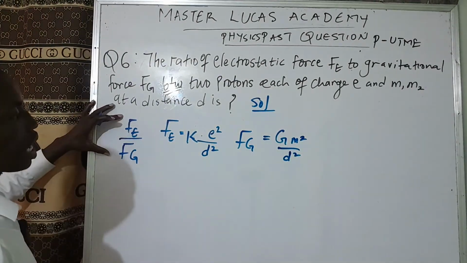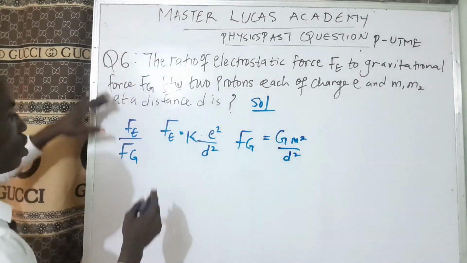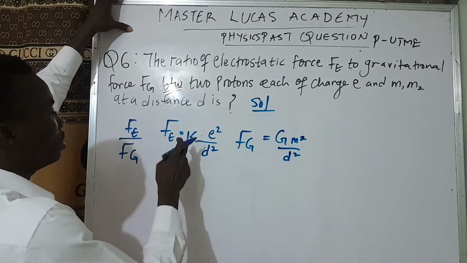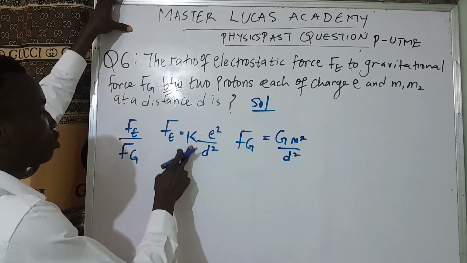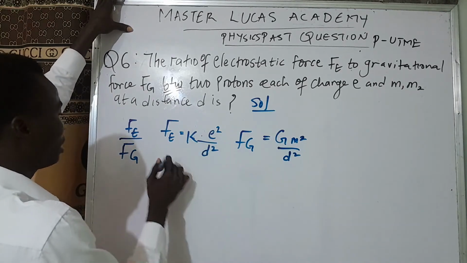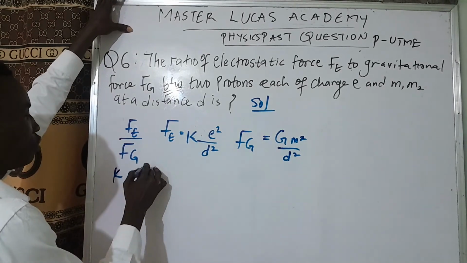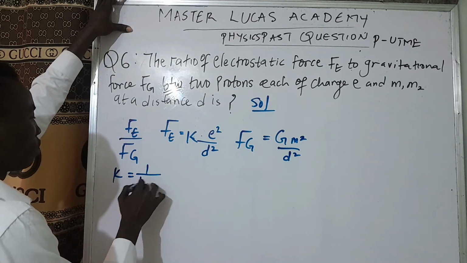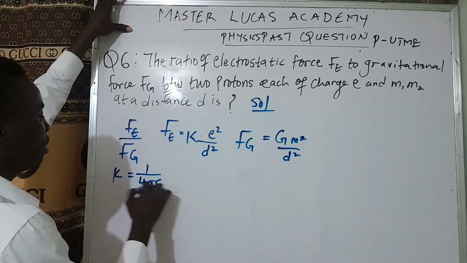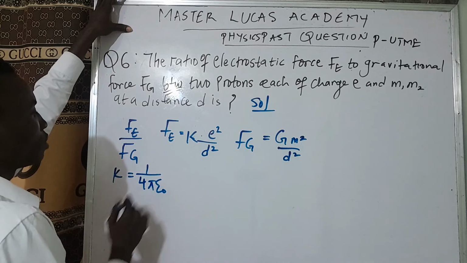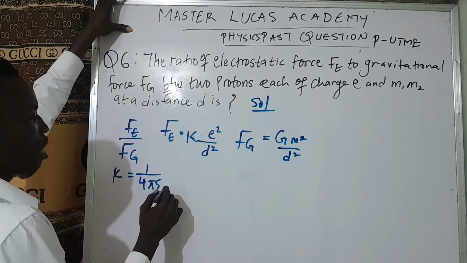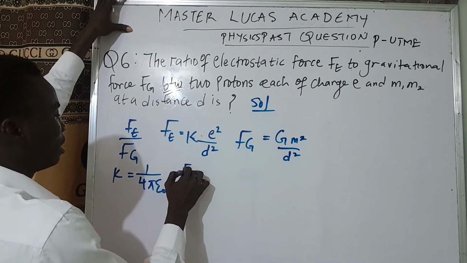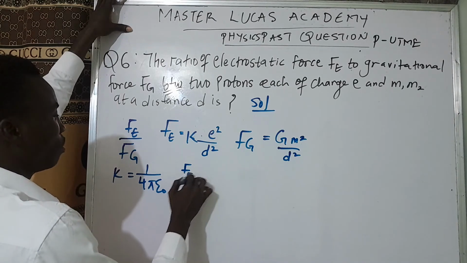So these two, you will now express like this. When you express it like this, what will happen? Remember, the reason why I place this one here is to showcase that it is related to this. This k is equivalent to 1 over 4 pi epsilon naught, which is the permittivity. Now, we'll proceed with this one here.